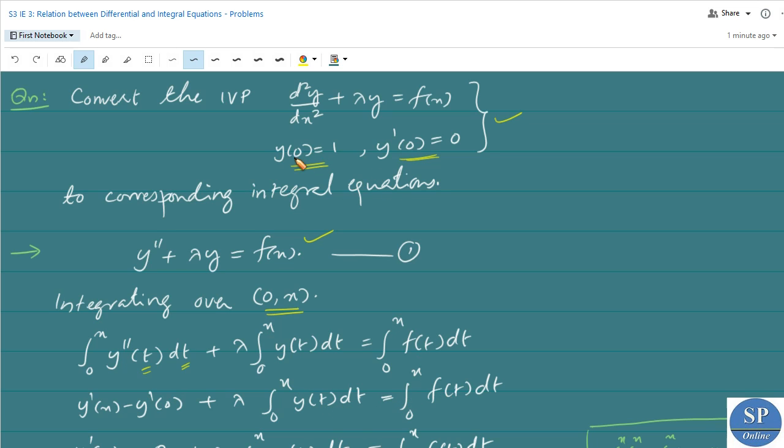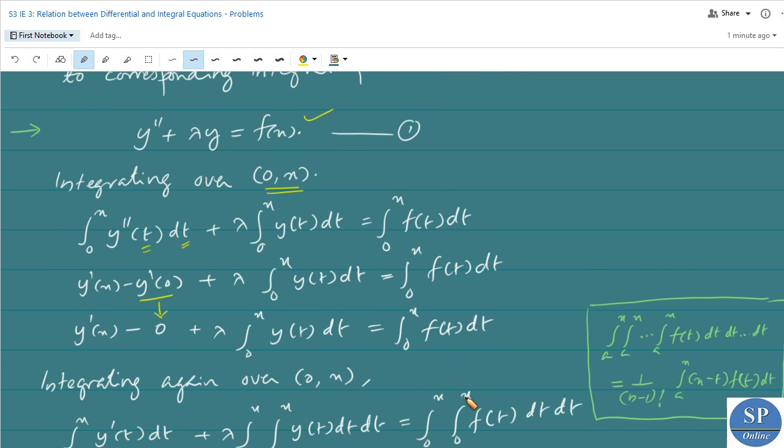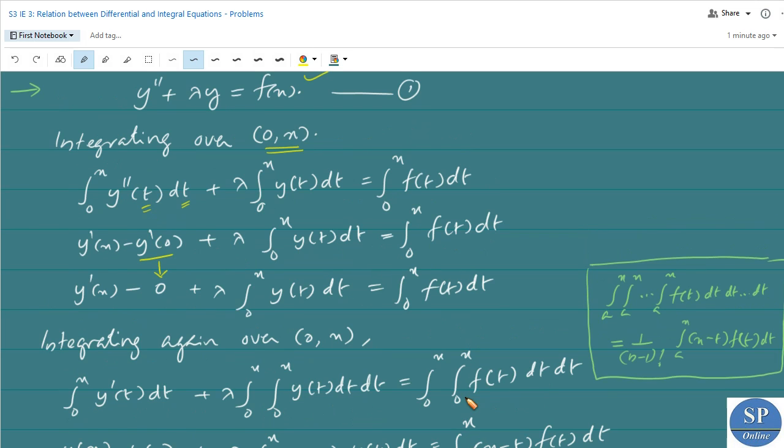Now the initial conditions are y of 0 equal to 1 and y dash of 0 equal to 0. So we can replace this y dash of 0 by 0. So y dash of x plus lambda into integral 0 to x y of t dt is equal to this. So integrating again over the interval 0 to x, we'll get integral 0 to x y dash of t dt plus lambda into integral 0 to x integral 0 to x y of t dt dt, which is equal to integral 0 to x integral 0 to x f of t dt dt.